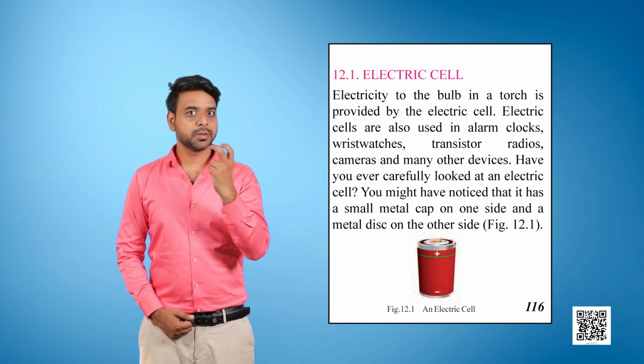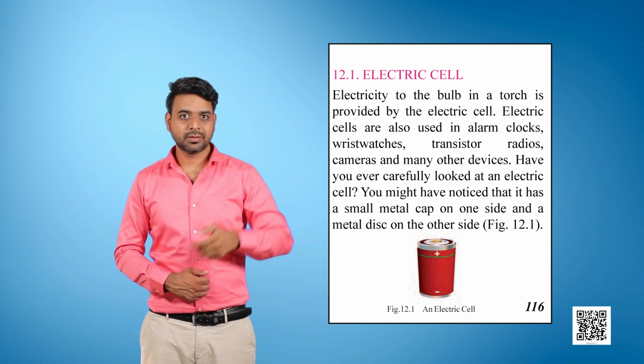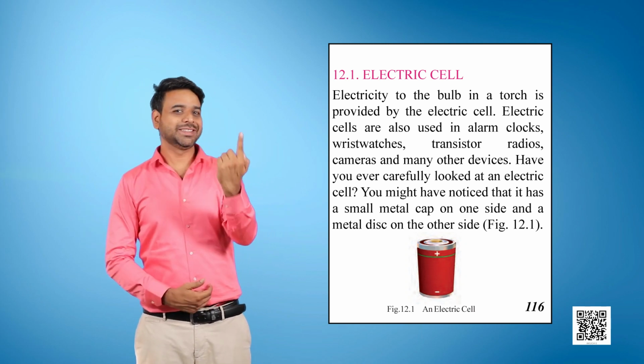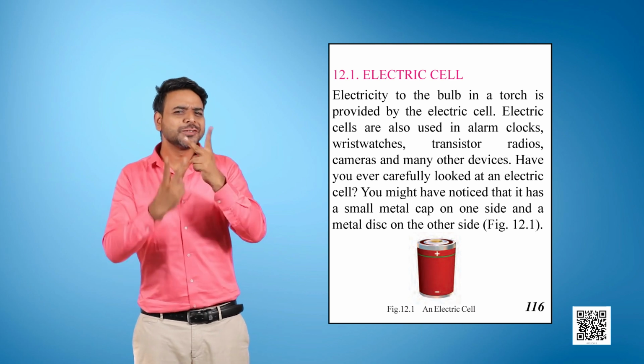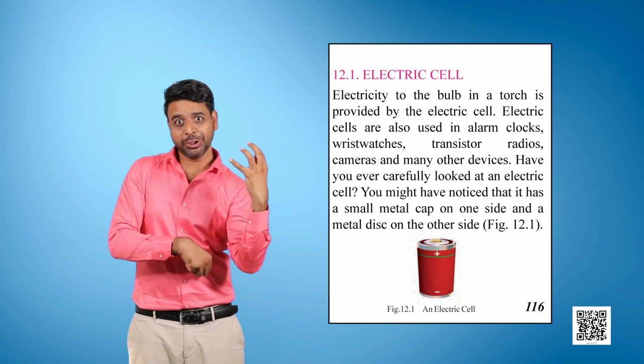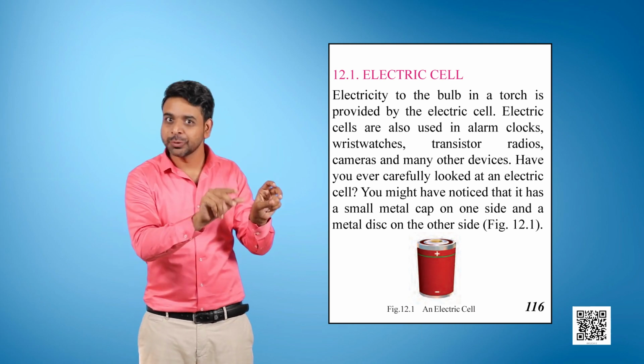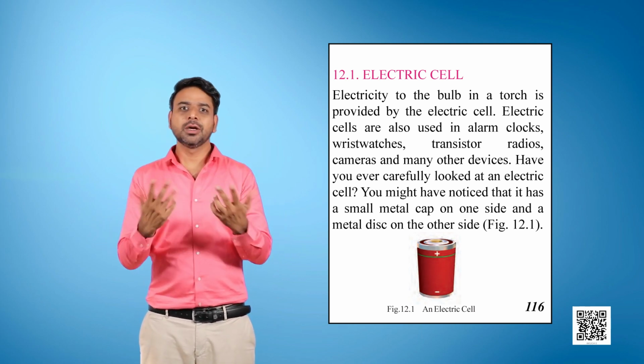12.1 Electric cell. Electricity to the bulb in a torch is provided by the electric cell. Electric cells are also used in alarm clocks, wristwatches, transistor radios, cameras, and many other devices.